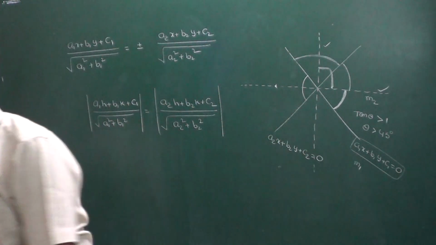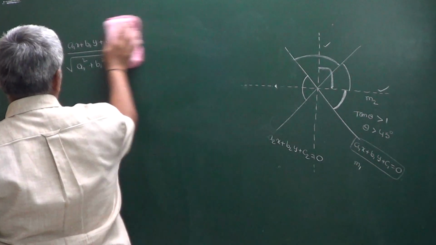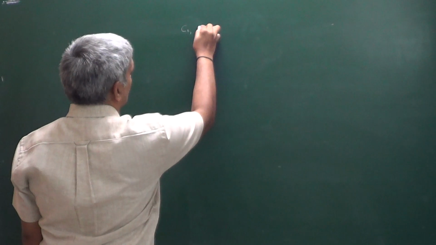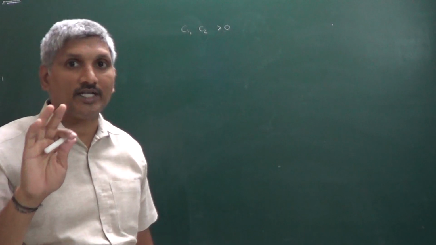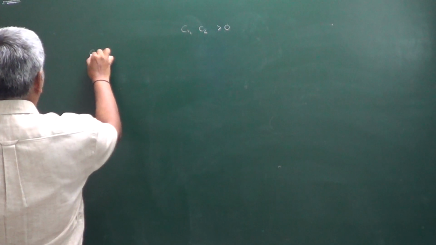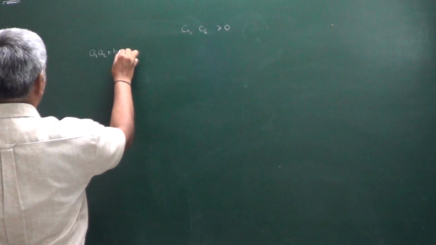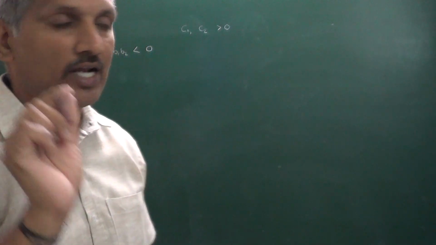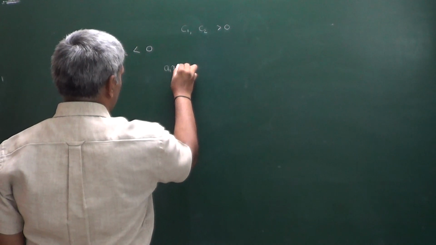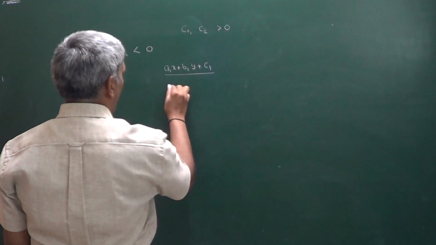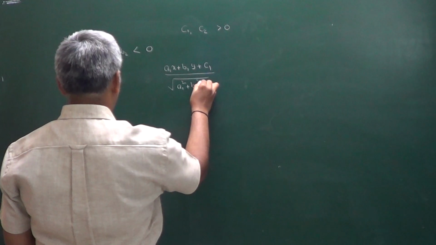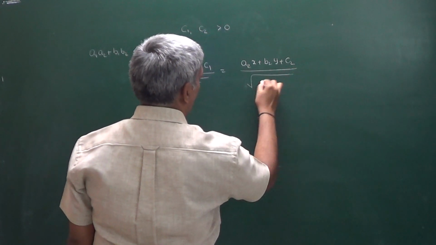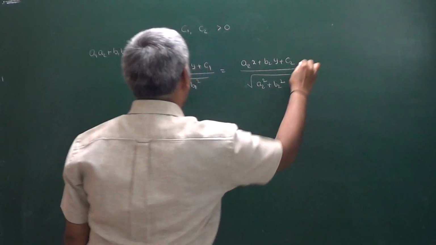So instead of that procedure, one technique is there. With the help of that technique we can proceed easily. So what is that procedure? Whenever the question is given, first of all make c1, c2 positive. Make the constants positive. After making the constants positive, find out the value of a1a2 plus b1b2. If that value is less than 0, then I can say (a1x + b1y + c1) divided by root of a1 square plus b1 square is equal to (a2x + b2y + c2) divided by root of a2 square plus b2 square. This is the bisector.